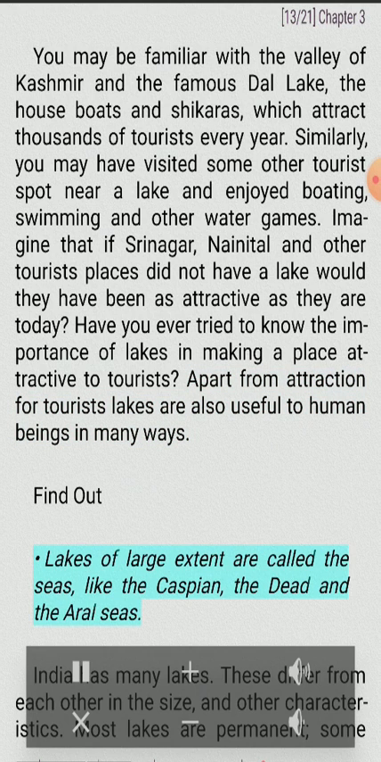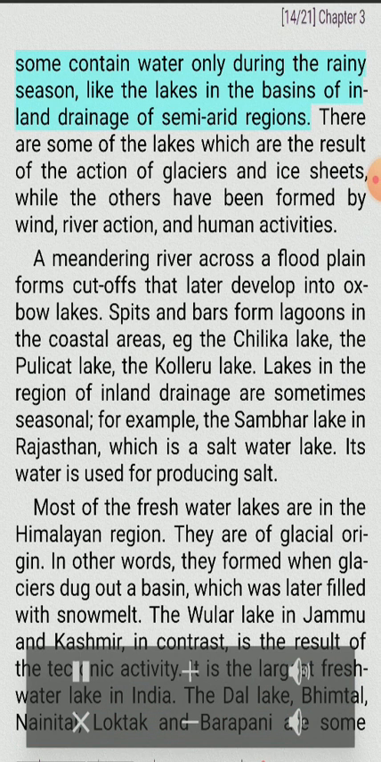Find out. Lakes of large extent are called seas, like the Caspian, the Dead and the Aral Seas. India has many lakes. These differ from each other in size and other characteristics. Most lakes are permanent. Some contain water only during the rainy season, like the lakes in the basins of inland drainage of semi-arid regions. There are some lakes which are the result of the action of glaciers and ice sheets, while others have been formed by wind, river action, and human activities.